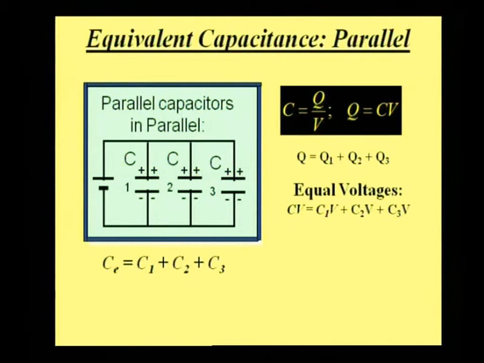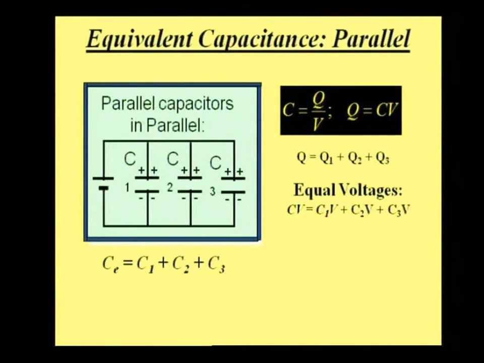Using the first equation, instead of writing Q we put CV. Instead of Q1 we write C1V, instead of Q2 we write C2V, and instead of Q3 we write C3V. You can see that the voltage across all the capacitors is the same, but the capacitances are different. Now the V on the right side and the left side cancel out, so we get CE, the equivalent capacitance, equals C1 plus C2 plus C3.